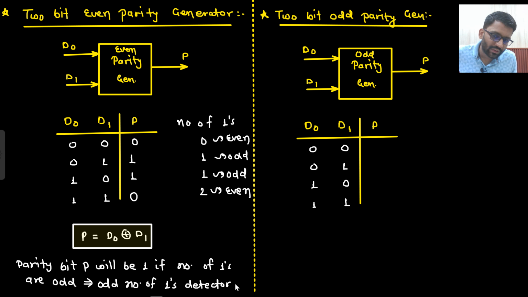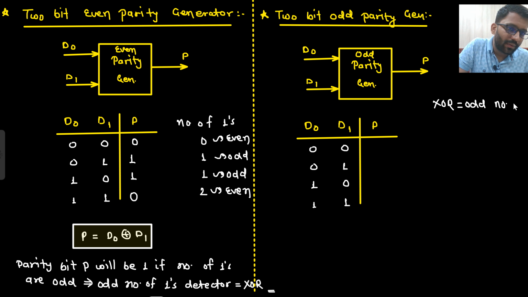And what is an odd number of ones detector? XOR gate. So it has nothing to do with the zeros. If you remember, what was the XOR gate? Odd number of ones detector. And what was the XNOR gate? XNOR gate was an even number of zeros detector.